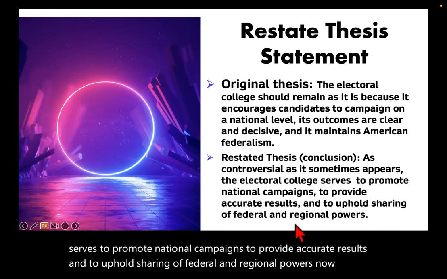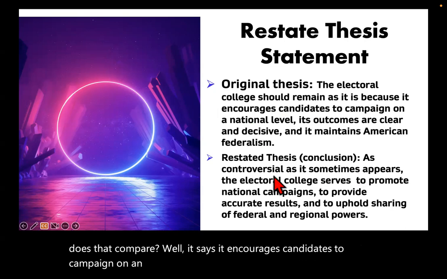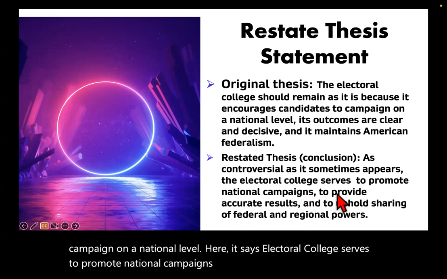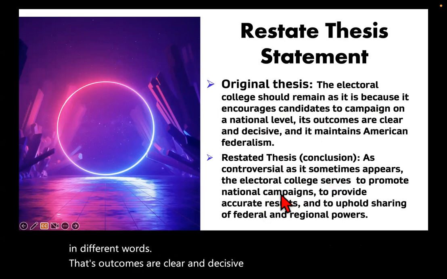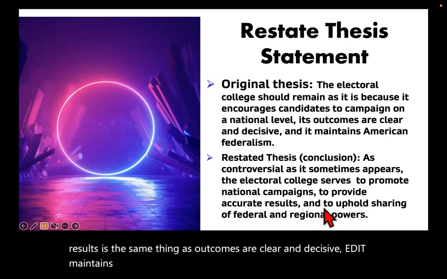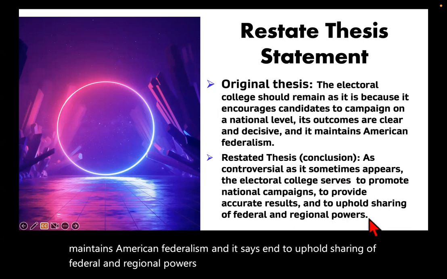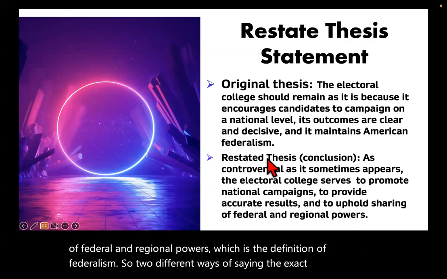Now, how does that compare? Well, it says it encourages candidates to campaign on a national level. Here it says the Electoral College serves to promote national campaigns. Okay, it's saying the same thing, but in different words. Its outcomes are clear and decisive. So to provide accurate results is the same thing. Its outcomes are clear and decisive, and it maintains American federalism. And it says, and to uphold sharing of federal and regional powers, which is the definition of federalism. So, two different ways of saying the exact same thing. That's what you must do.